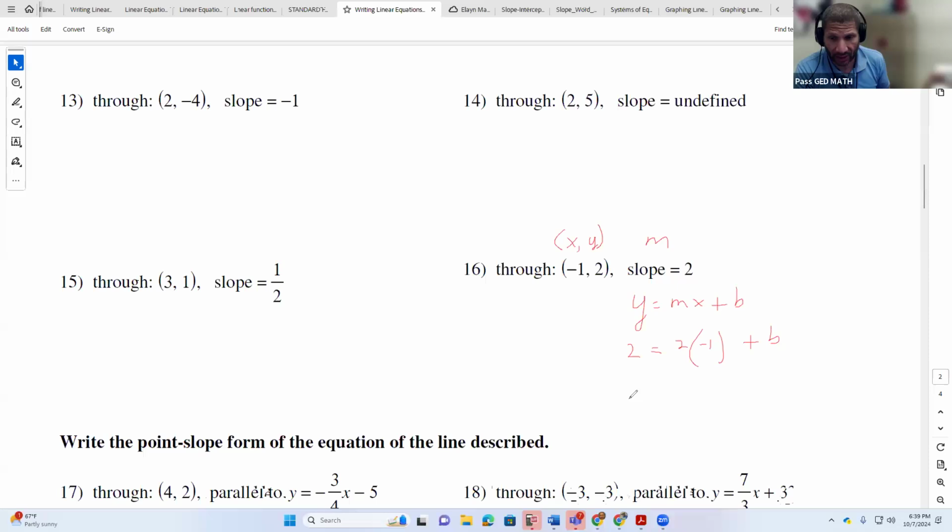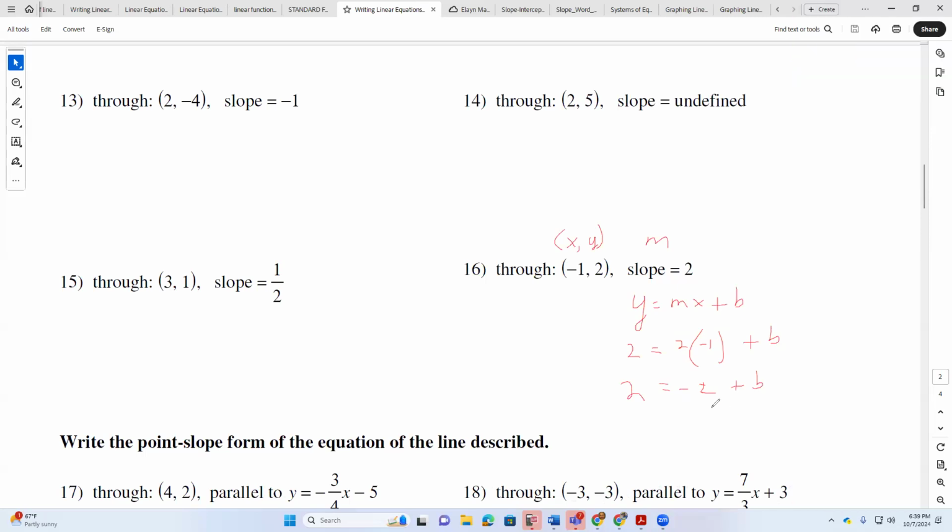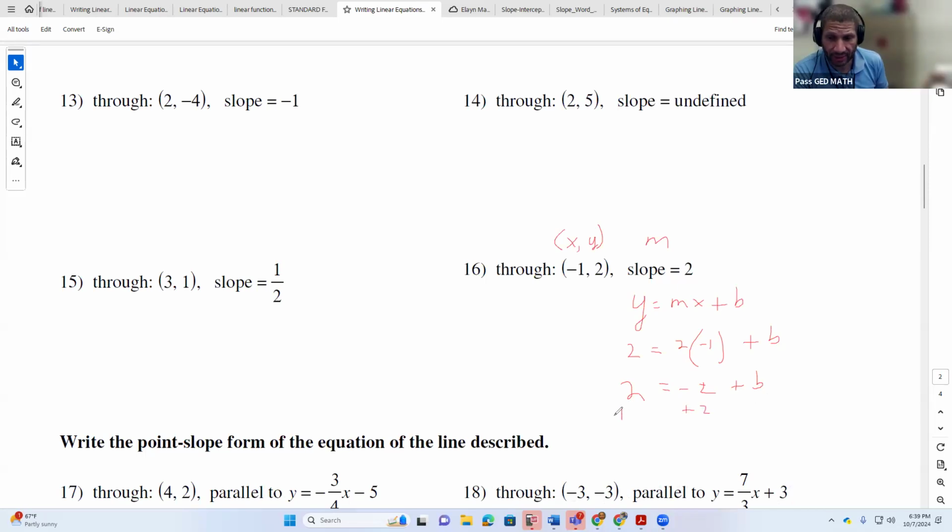Now we've got to simplify. So we get 2 equal -2 plus b, because 2 times -1, a positive and a negative make a negative. 2 times 1 is 2, so -2. Got me? Okay. In order to get b by itself, what do we need to do? +2 on both sides. 2 plus 2 is 4.